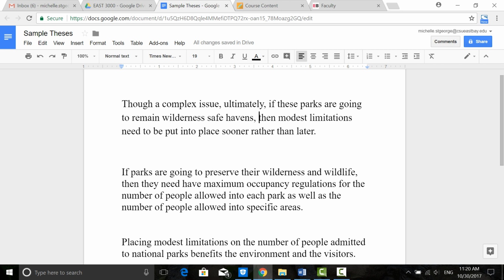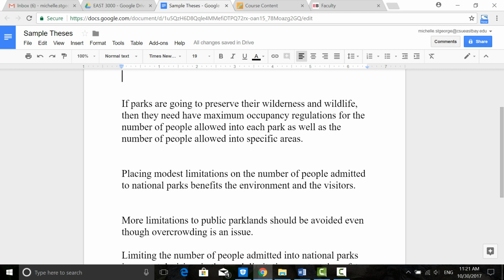Also notice that they take a clear stand on the issue, then modest limitations need to be put in place, right? And here they're trying to preview a counter argument. They're trying to say, though a complex issue, this is a part that I think could be specified a little bit more. How is it a complex issue? But overall, this is a pretty solid thesis statement. Notice that it's debatable. Notice it's in a clear third-person objective point of view where parks are in the subject position, right? And they're not just saying, well, I think.